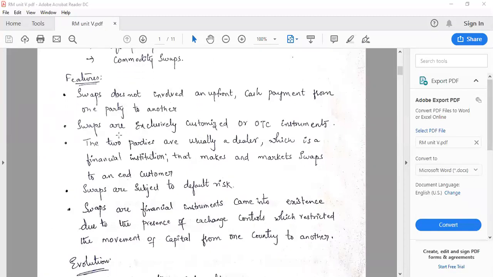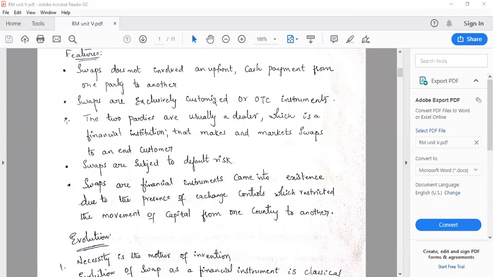One more feature is that swaps are extremely customized. It is according to the customer, so no basic structure would be there. It is according to the requirements of the customers. So swaps are exclusively customized, and also they are OTC instruments. OTC means over the counter, which does not involve any kind of intermediary. Who is the intermediary here? A stock exchange or a statutory body which has certain rules, regulations or conditions for trading. So swaps being OTC instruments means they won't trade on stock exchanges. They are traded outside the stock exchange.